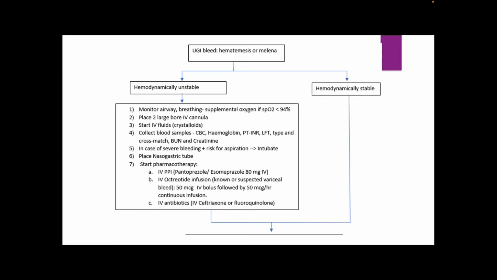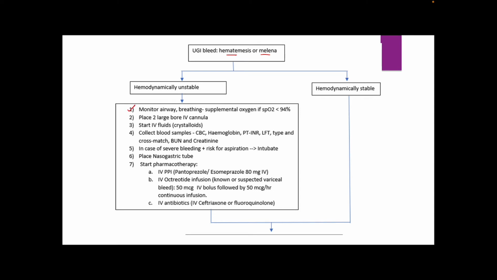So when a patient presents with UGI bleed, either in the form of hematemesis or melena, we first have to assess if the patient is stable or not. First I'll be talking about what to do if the patient presents unstable. Unstable as in the patient may be in shock, with hypotension, with an SBP less than 90. In those cases we have to first stabilize them.